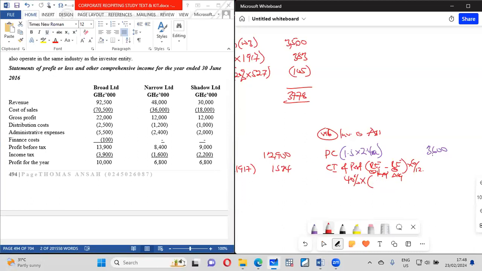Retained earnings at acquisition and retained earnings at reporting date give us what we call profit within the year they acquired it, the post-acquisition. I can also find the post-acquisition by taking 6,800, and since I bought it 6 months in, I do half of the 6,800, which is 3,400. So that is the post-acquisition.